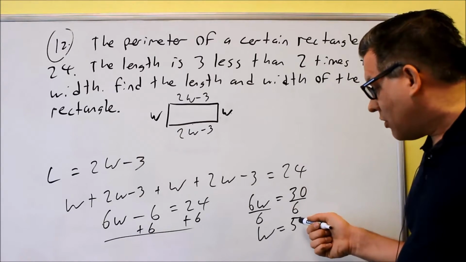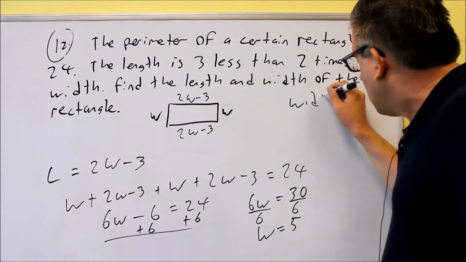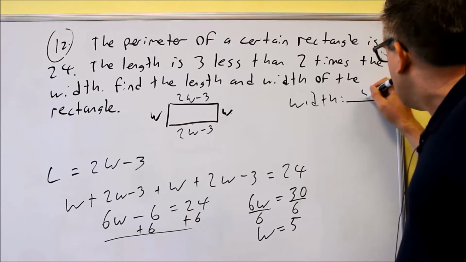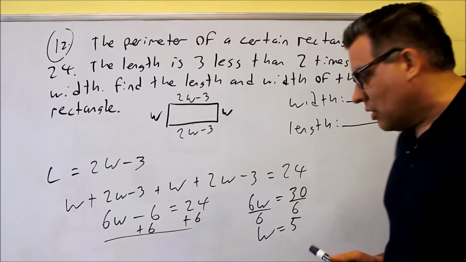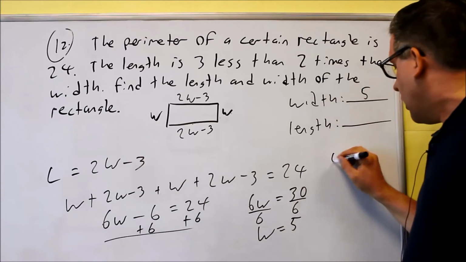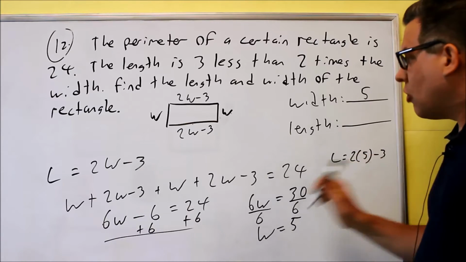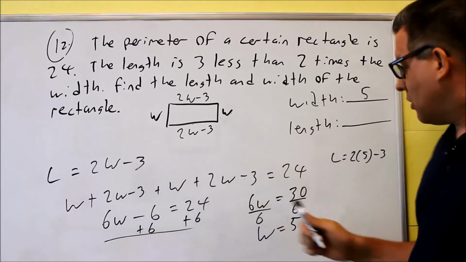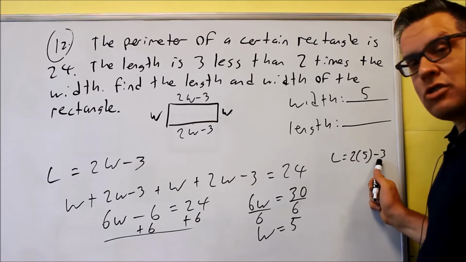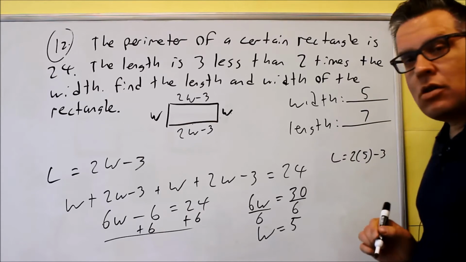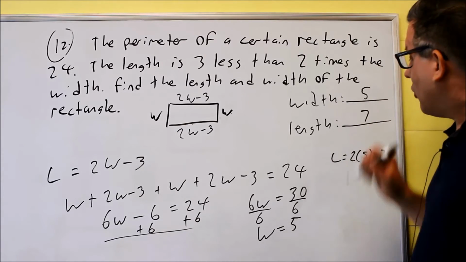If you want to find the length, just put that back into here. So for my answer, my width is equal to 5, but if it asks for my length, I want to put 5 into here. So L is equal to 2 times 5 minus 3. So I'm just going to go back to this original expression I had and put a 5 into that one. So 10 minus 3 is 7, which means that my final answer should be 5 for the width and 7 for the length.